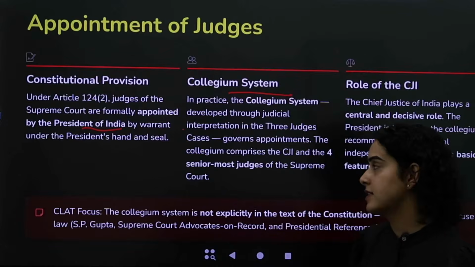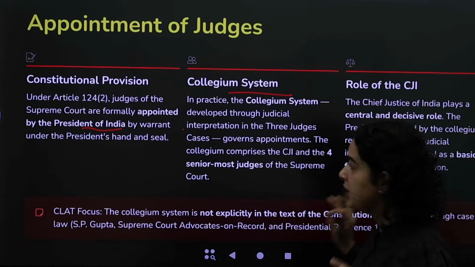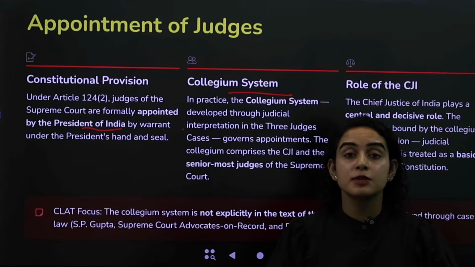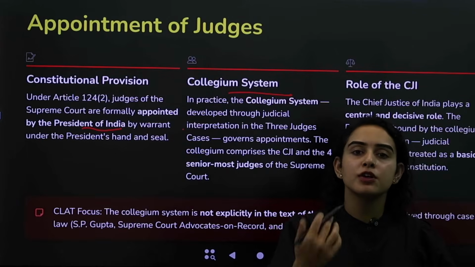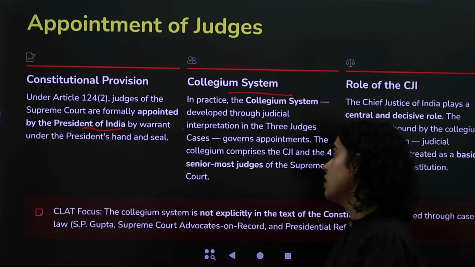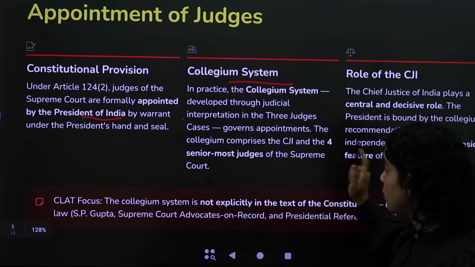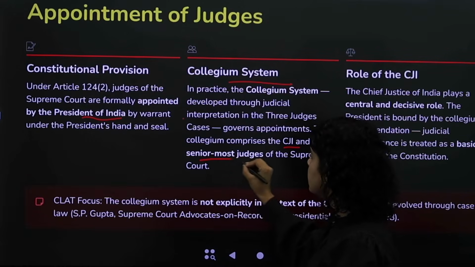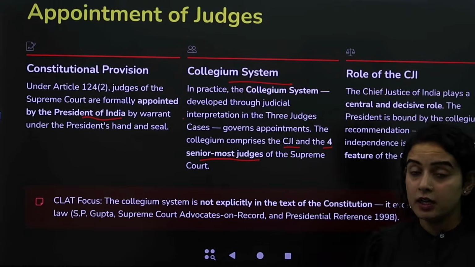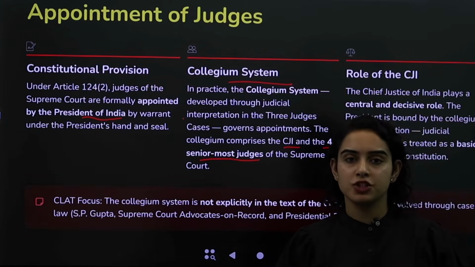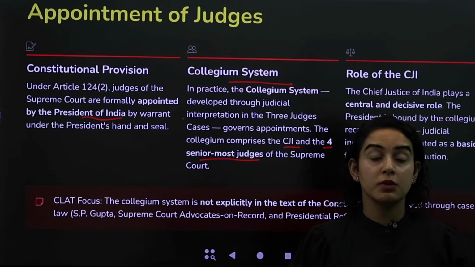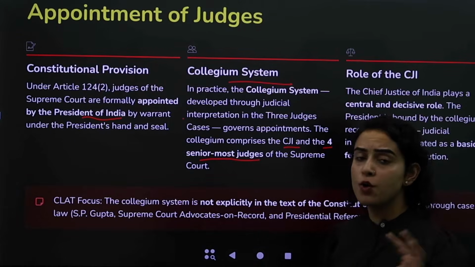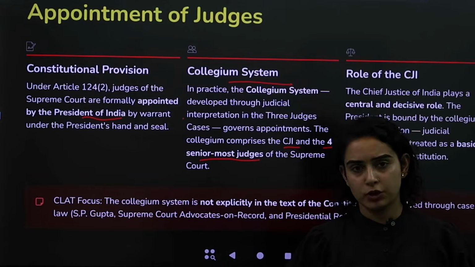Let's just quickly understand. In this collegium system, there is a group of judges that is responsible to appoint further new judges, right? So for the Supreme Court of India, the Chief Justice of India and the four other senior-most judges form a collegium. So if you ever get a question about what the collegium means: collegium means CJI plus four senior-most judges of the Supreme Court, right?